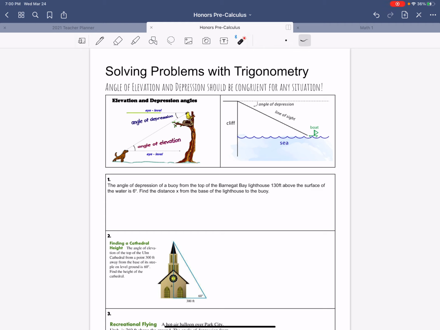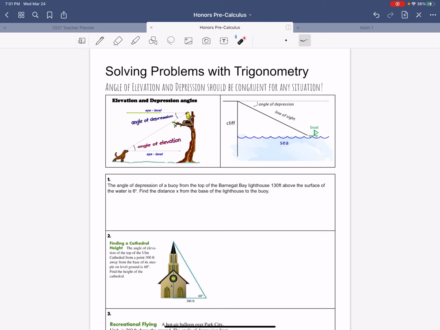So I have a bird that's in the top of the tree. Now that bird has a horizontal line of sight. And when that bird looks down, he's making an angle of depression to the dog. So we have a line of sight and then down to the dog. That is going to be your angle of depression because it's looking downward. Now, the dog has a horizontal line of sight and he's going to look upward and make an angle of elevation up to the bird. So these two angles are congruent to each other because the bird looking down at the dog is going to make the same angle as the dog looking up at the bird.